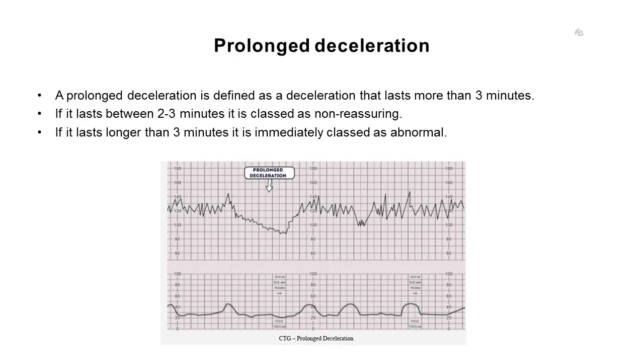Prolonged deceleration. A prolonged deceleration is defined as a deceleration that lasts more than 3 minutes. If it lasts between 2 to 3 minutes, it is classed as non-reassuring. If it lasts longer than 3 minutes, it is immediately classed as abnormal.